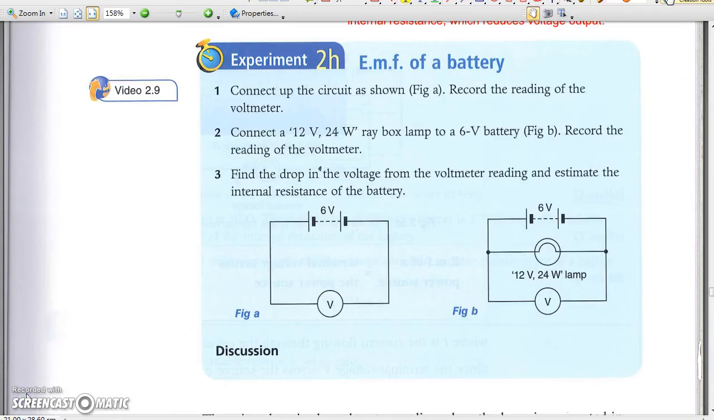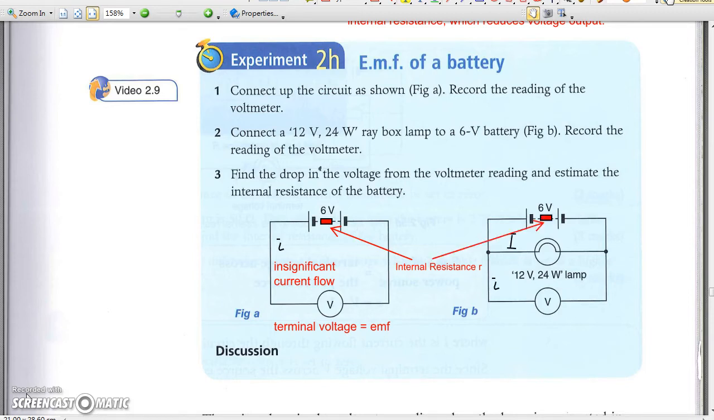All power supplies, including batteries and power packs, have internal resistance. Without the lamp, the voltmeter draws very little current, and the measured EMF, which is the terminal voltage, is almost equal to the EMF of the battery. When the lamp is connected, a much bigger current flows. The potential drop inside the battery due to its internal resistance reduces the terminal voltage across the source, which is the measured EMF.